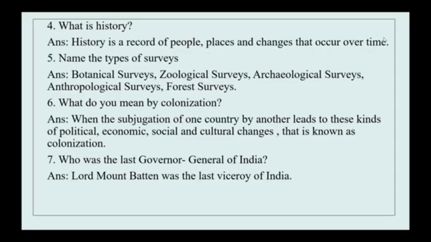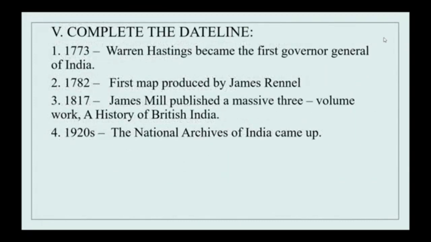Okay, fine. Now let's see, complete the dateline. First one, 1773. Lord Warren Hastings became the first Governor General of India. In which year? 1773. Okay. Then 1782, first map produced by James Rennell. Do you remember the name of the map? Yeah, map of Hindustan, right?